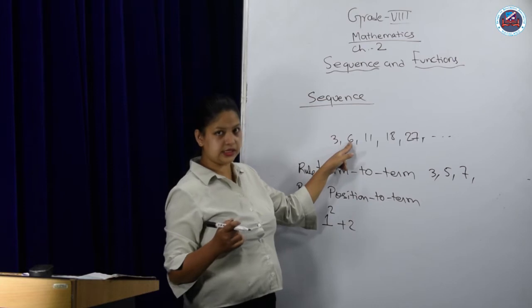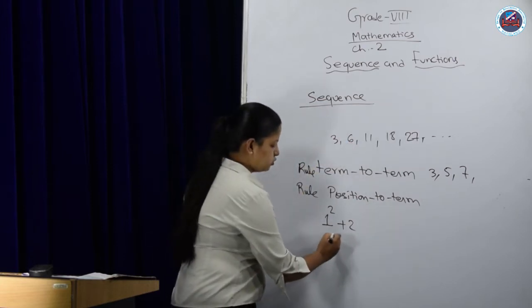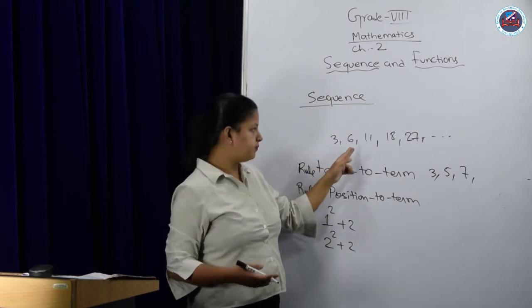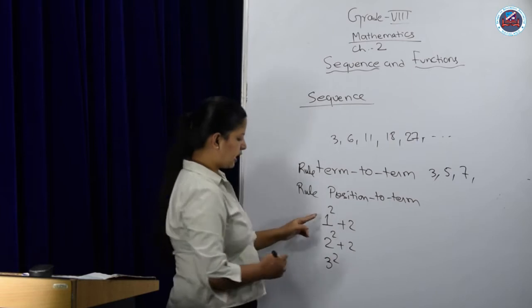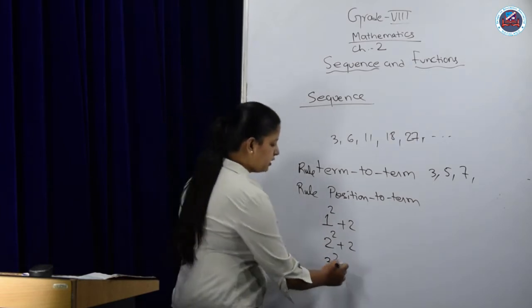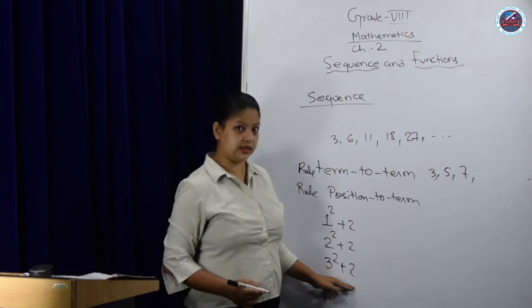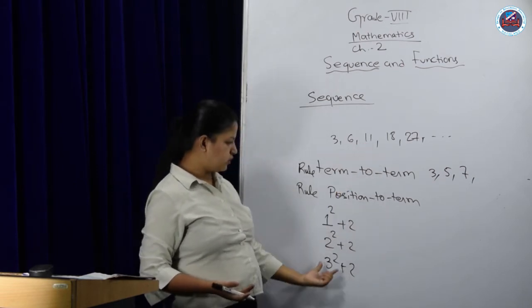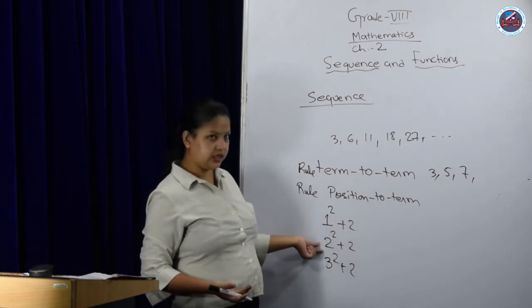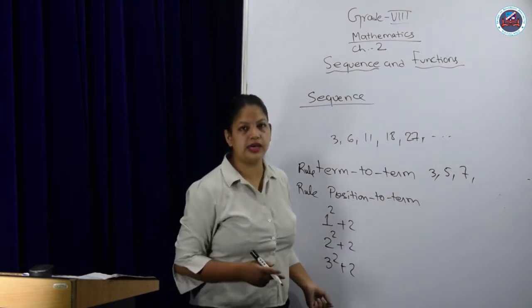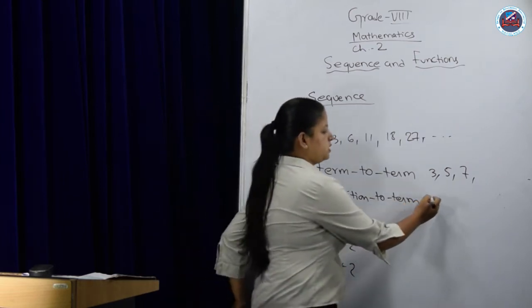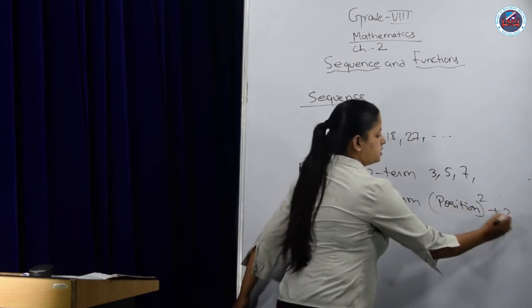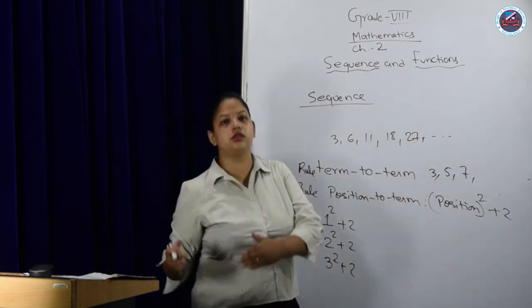The second term is this 6, let us find. Second means 2. 2 square plus 2, 2 square 4 plus 2, 6. It is generating. Third one, 3. 3 square, 9. Every time 2 has been added, so let us add 2. 9 plus 2, 11. It's generating. Now what kind of rule is being followed? Whatever the term, each square plus 2 has been added. That means whatever position it belongs to, each square plus 2 is the rule for position to term.